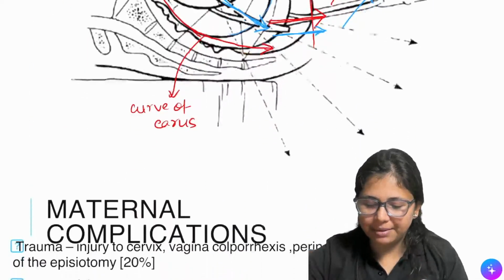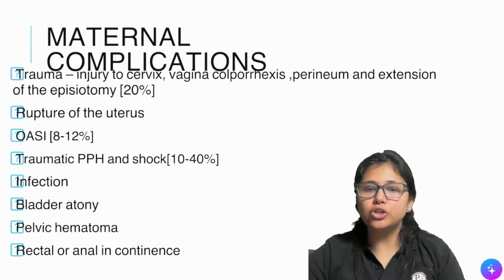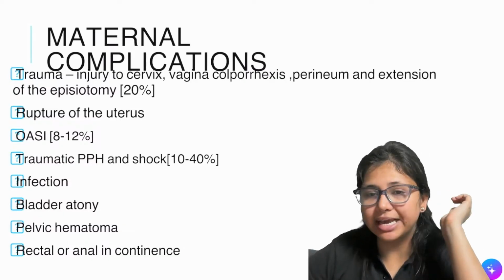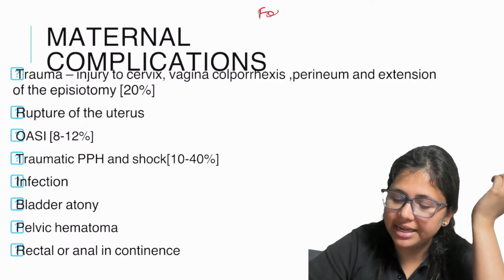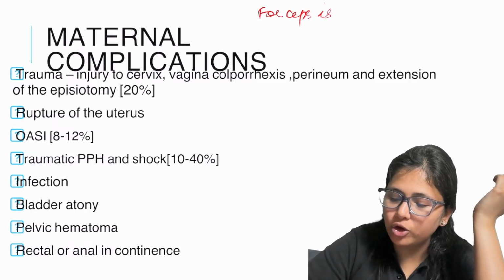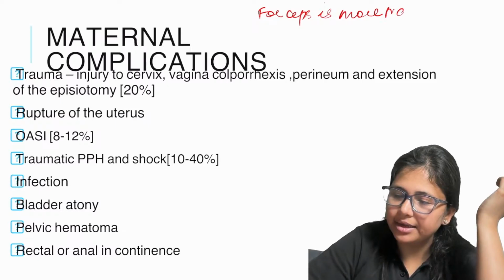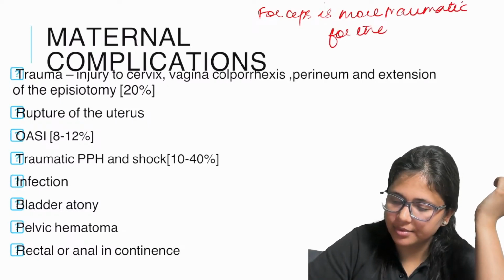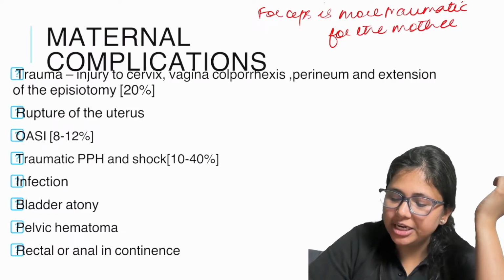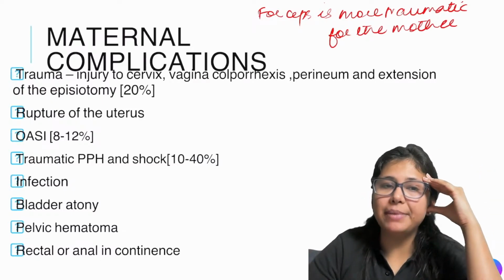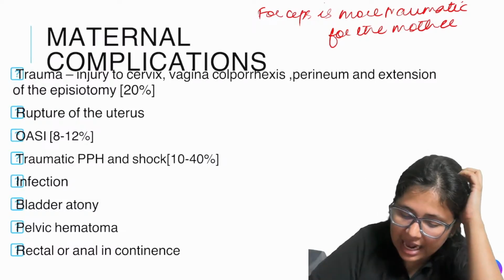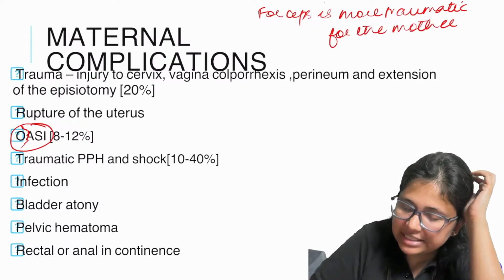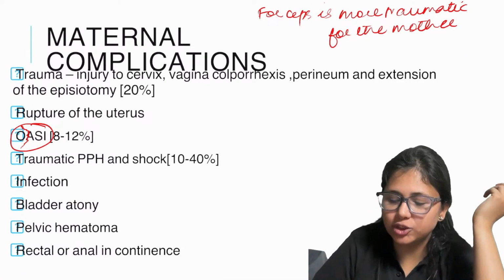So this is about the application of forceps. Now let's talk about the complications. When we talk about the complications, there can be maternal and fetal complications. Like I told you, forceps is more traumatic for the mother. So there can be injury to the cervix, injury to the perineum, to the vagina, there can be rupture of uterus, there can be obstetric anal sphincter injuries. We will talk about this when we talk about third stage complications.